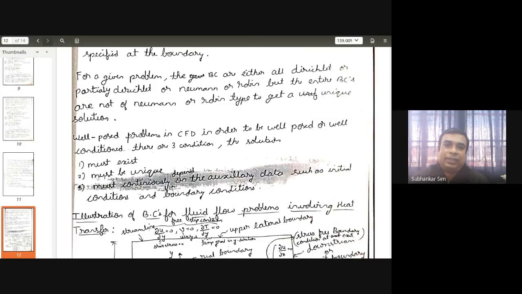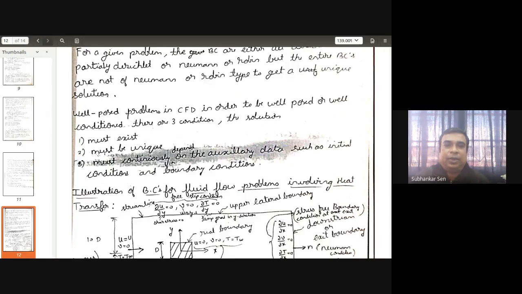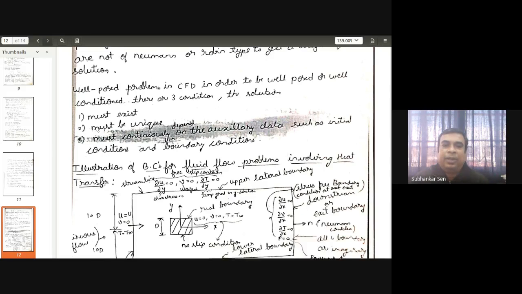A CFD problem may not give you the correct solution, so the problem must be well posed. If there is an ill posed problem, you will not get the correct solution. Well posedness requires three conditions: the solution must exist, must be unique, and must continuously depend on the auxiliary data. Auxiliary data represents the initial conditions and the boundary conditions.